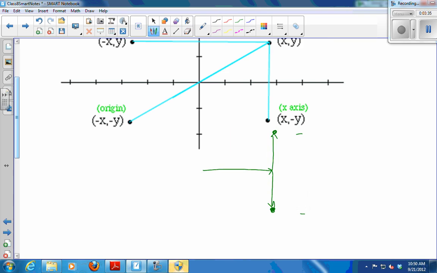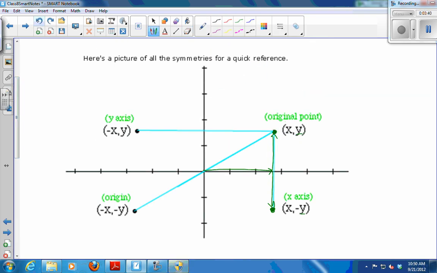And then for origin symmetry, you replace them both, x with negative x and y with negative y, because if this is my original point, to create origin symmetry, you do both symmetries. Fold over x, and it would land right here. Then fold over y, and it would land right here. So this point went right x, up y to get to it. So to get to this point that's symmetric about the origin, you go left x and down y. So in the test for origin symmetry, you replace x with negative x and y with negative y. Okay, so this picture can kind of remind you what all three tests are.